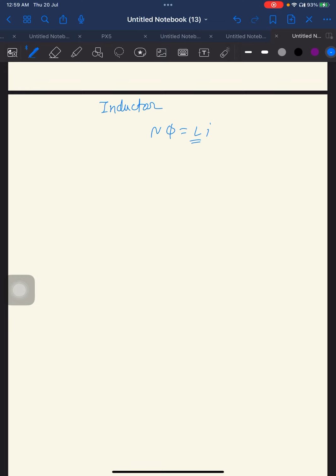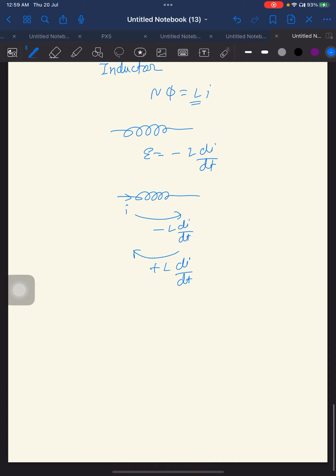That coil or solenoid is known as an inductor. The usual notation of an inductor is like this. Then I told you that the EMF in this is going to be minus L di by dt. When you apply Kirchhoff's law, if the current is like this, then in this direction we write minus L di by dt, so voltage drop in the direction of current, while in the opposite direction we write plus L di by dt. I hope you remember this.